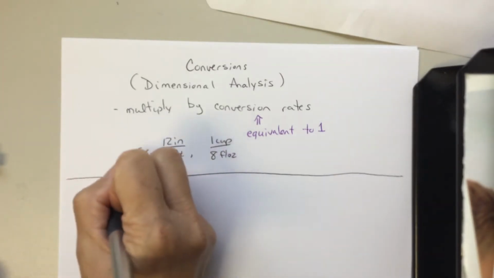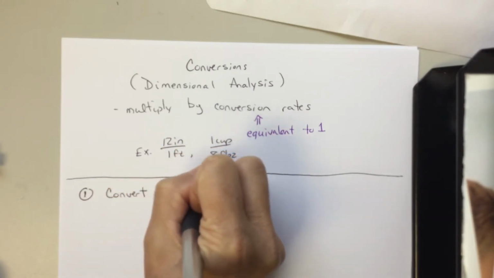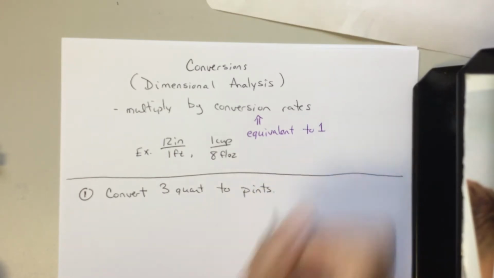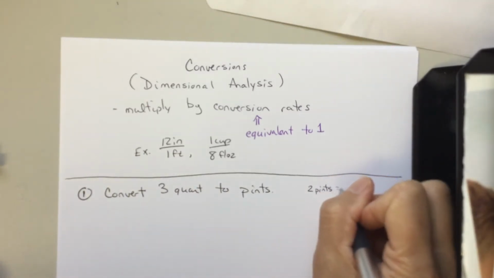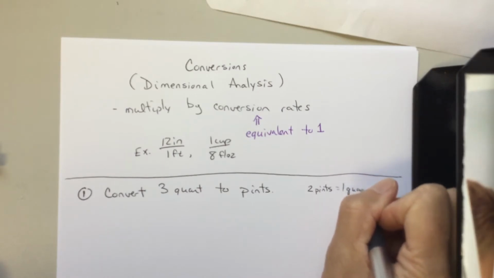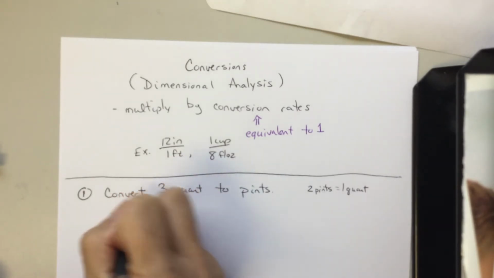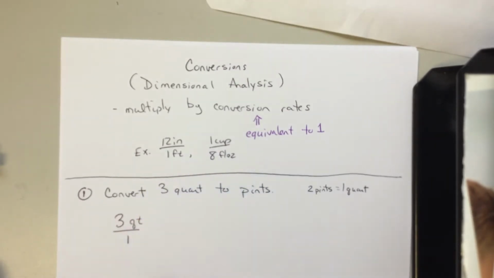So let's just start with an easy example. Let's convert 3 quarts to pints. Okay, now this is one that we can probably do in our head pretty easily. We do know that 2 pints is equivalent to 1 quart. Okay, so what we do with dimensional analysis is you always start with what's given. So I'm given 3 quarts, and I'm going to put that over 1. Okay, so here's your given.